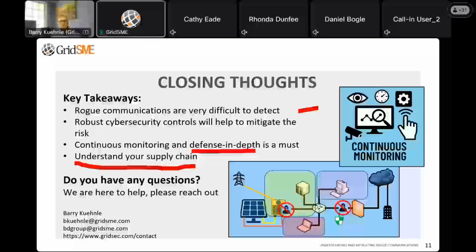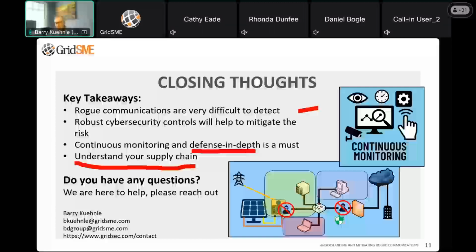Yeah, we've gotten quite a few questions in the chat, so thank you everyone. I'm going to go ahead and read off the first one. Were the specific OEMs for solar inverters publicly identified regarding the rogue devices yet?